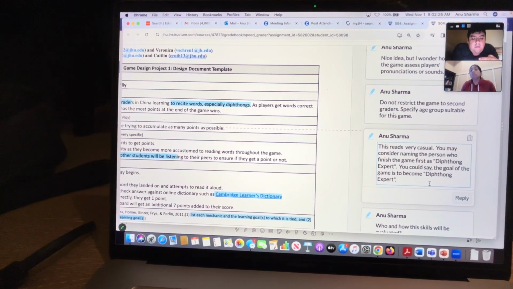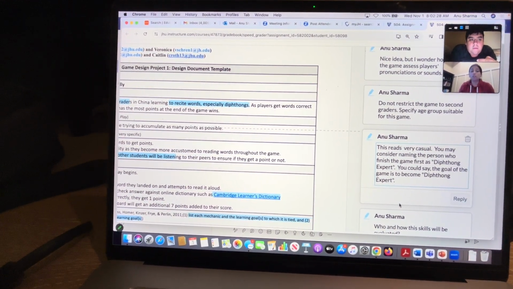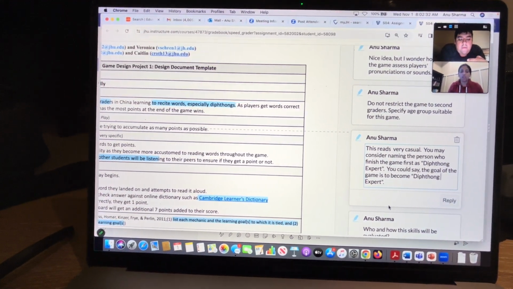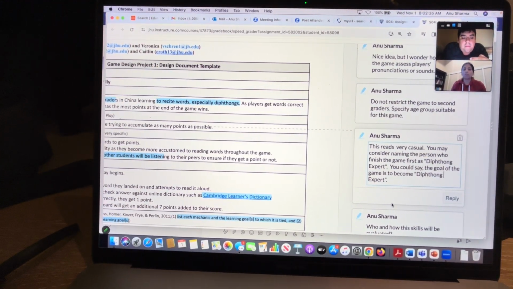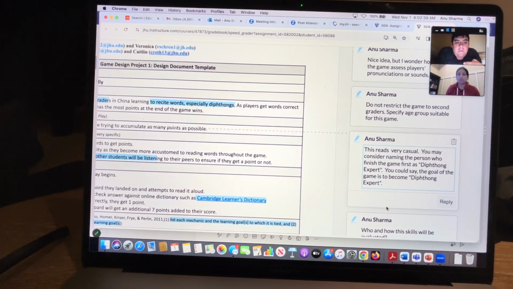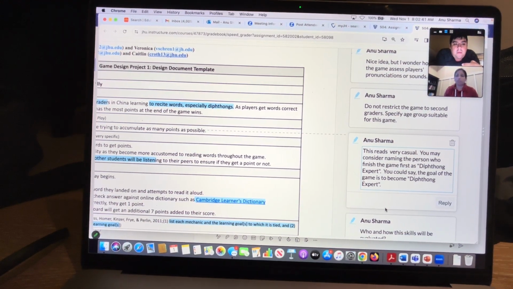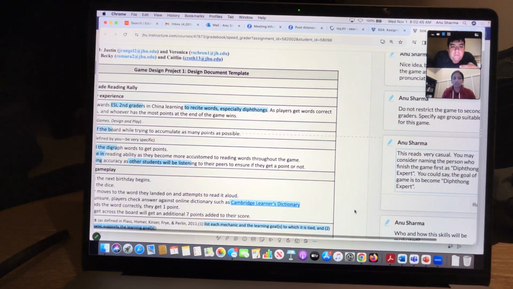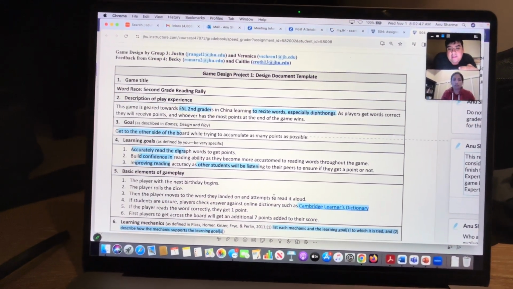Okay. So what you could do is that you could also write words in some sort of increasing complexity for second graders. Again, you are the expert here. I'm just suggesting from the gaming standpoint. Does that make sense? Yes, it does make sense.